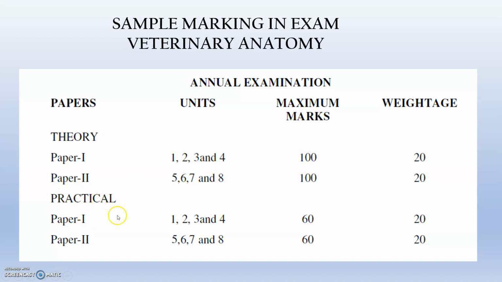In case of practical, paper 1 will be conducted for 60 marks, paper 2 will be conducted for 60 marks. So this 100 will be converted to 20, 100 will be converted to 20, 60 to 20, 60 to 20. So what is the average? 20, 20, 20, 20. It's actually 80. So that is another 20.